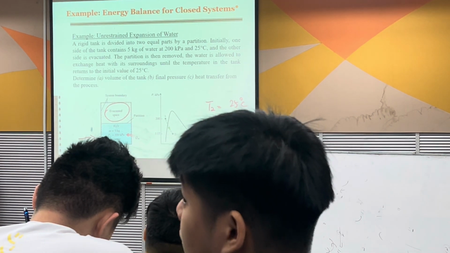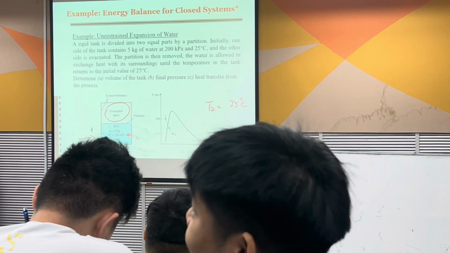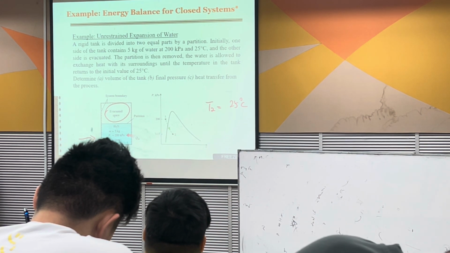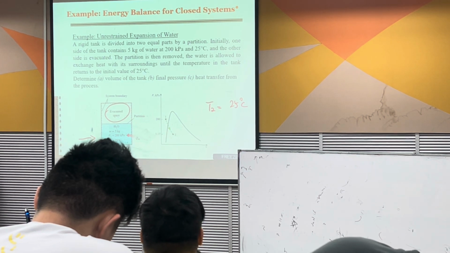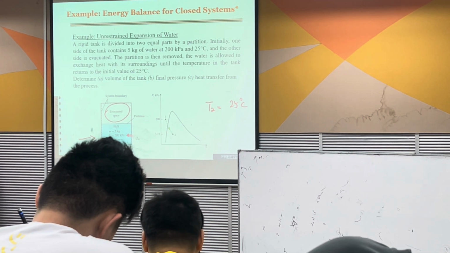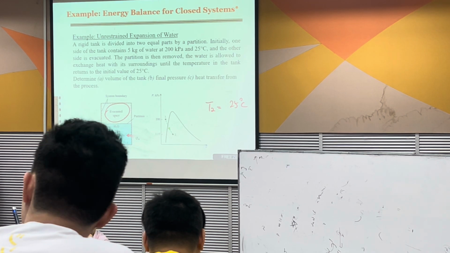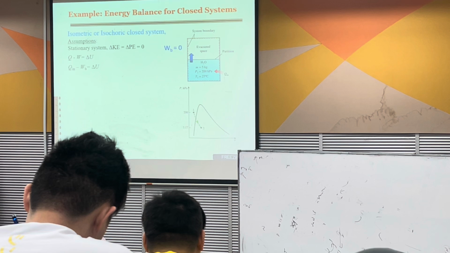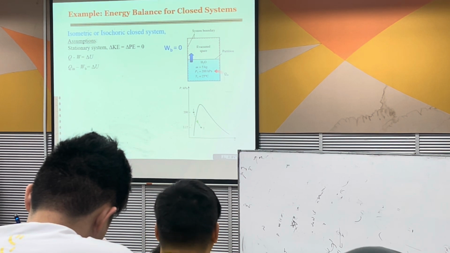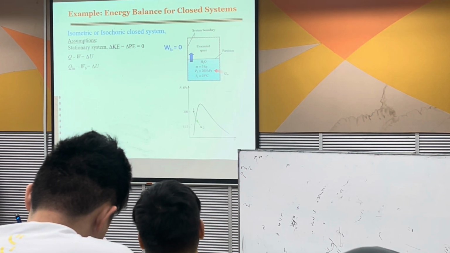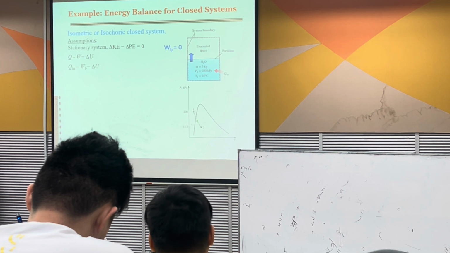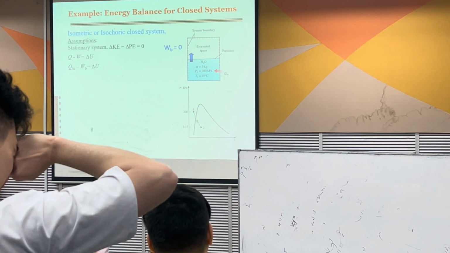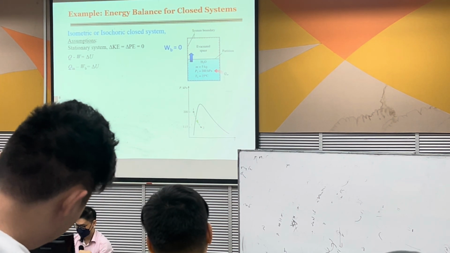So this one we ignore first. So assumptions, again, this is a stationary system. But for now, we don't need to use this equation yet. So anyway, here, the isochoric closed system, we don't care first. Assumption: stationary system, delta K equals delta P equals 0. The Q minus W equals delta U, we don't need to use it for now. We are just writing down.